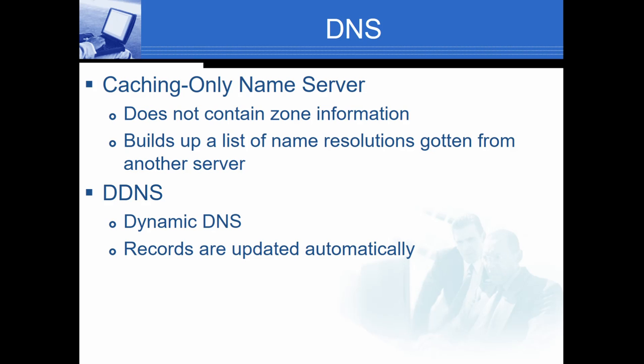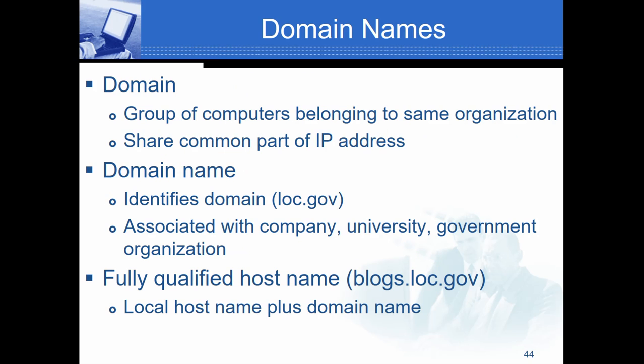A caching-only server basically doesn't have zone information, but it just gets it from another server, and that's for efficiency. Dynamic DNS, DDNS, is where whenever you make a change in Active Directory, so you add a new workstation or the IP address changes for some reason, it will automatically get updated.